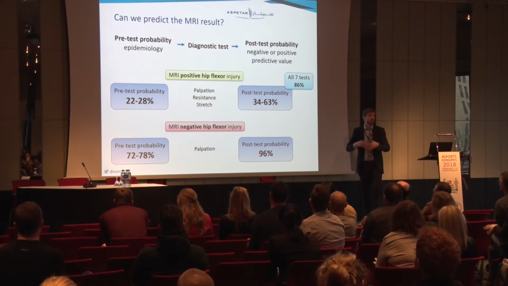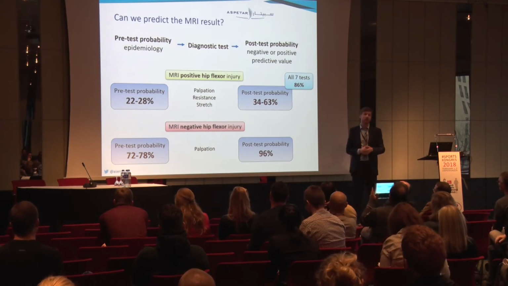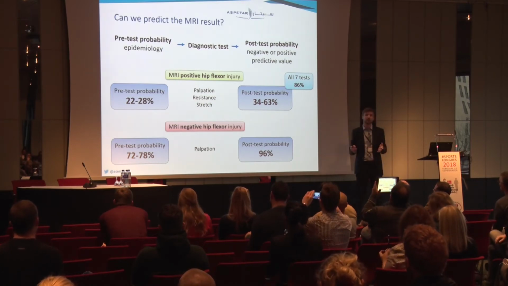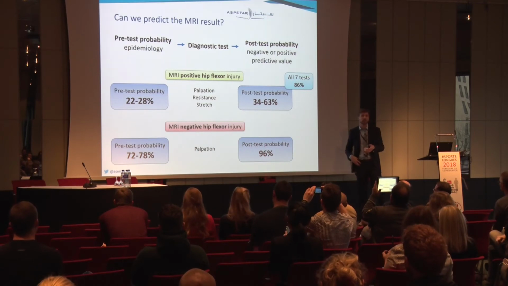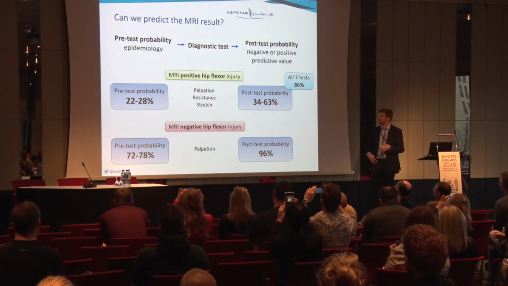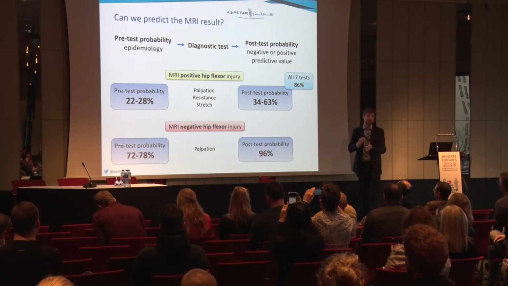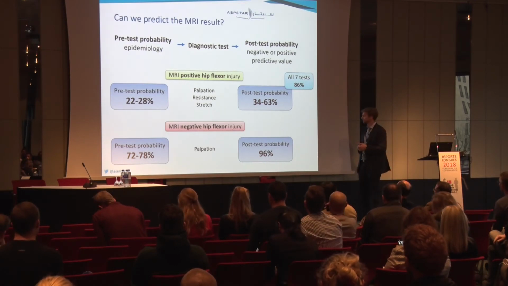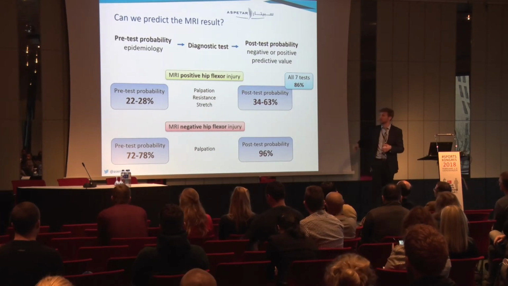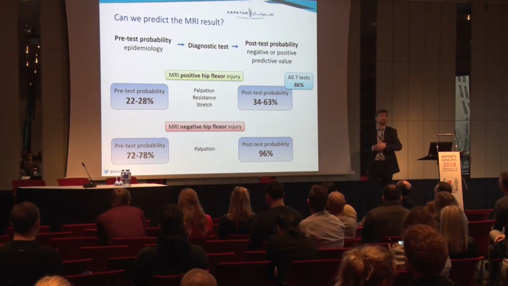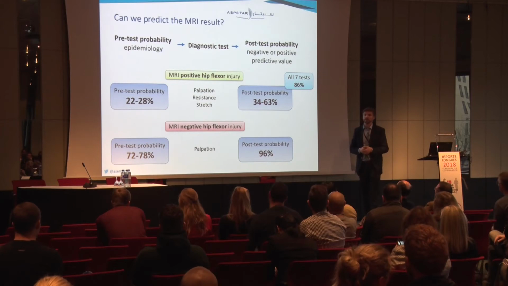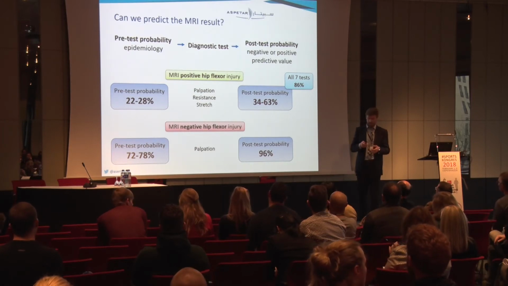On the other hand, if you want to rule out an injury, again, palpation comes up as the best test. If you have pain around the anterior hip region and your hip flexor area, and your palpation is negative for the individual muscles, you can start to rule out the different muscles. We had a post-test probability of 96% of actually ruling out an injury, so you can be really confident in that.